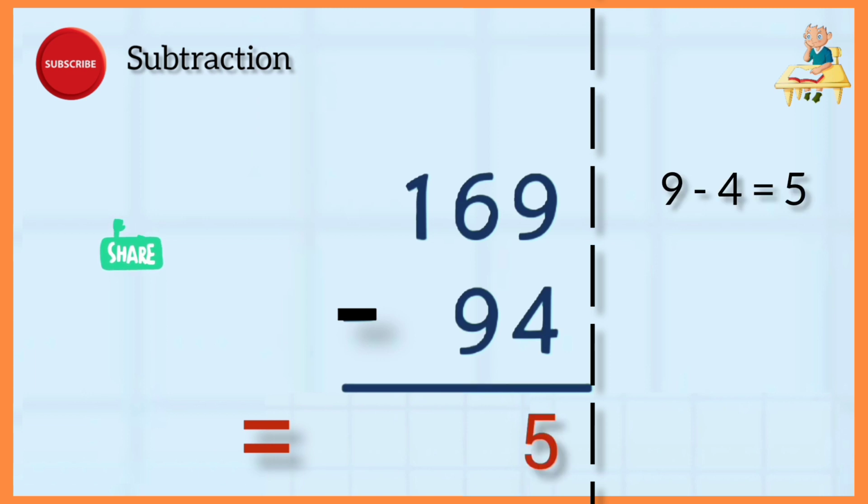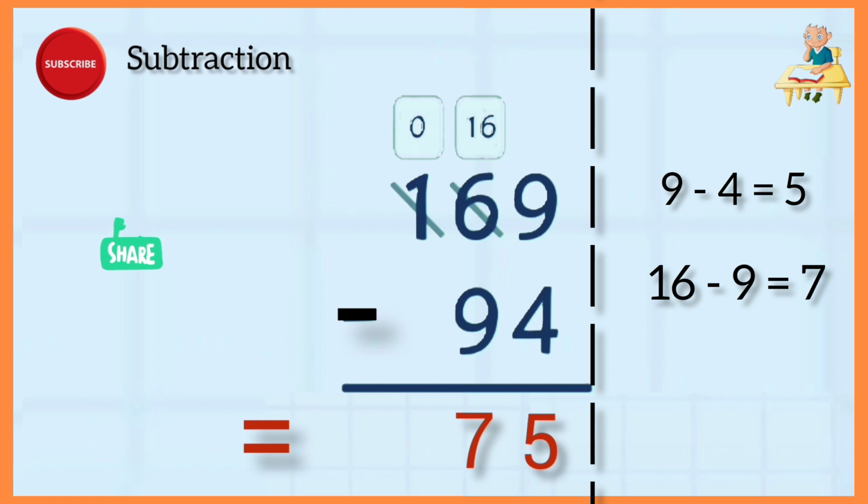169 minus 94. 9 minus 4 is equal to 5. 6 is less than 9. We get 1 from next digit, 16. 16 minus 9 is equal to 7. 0 is equal to 0.